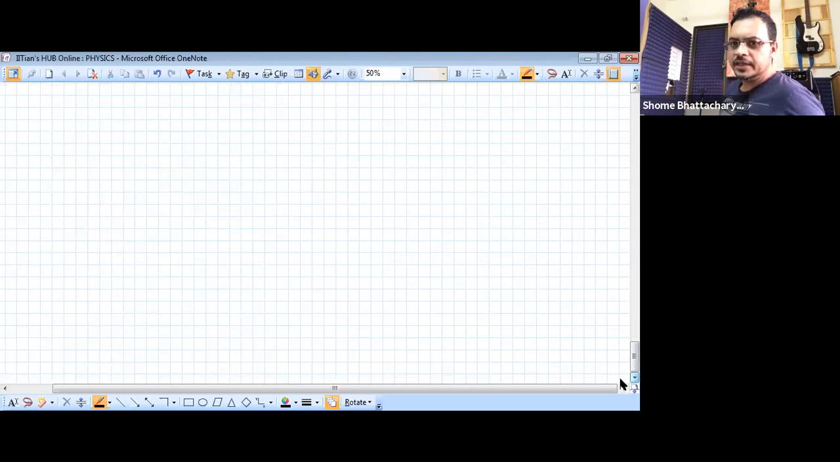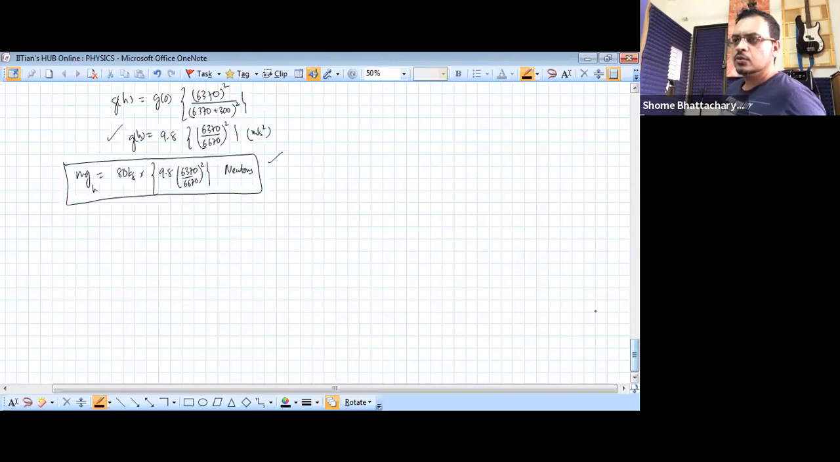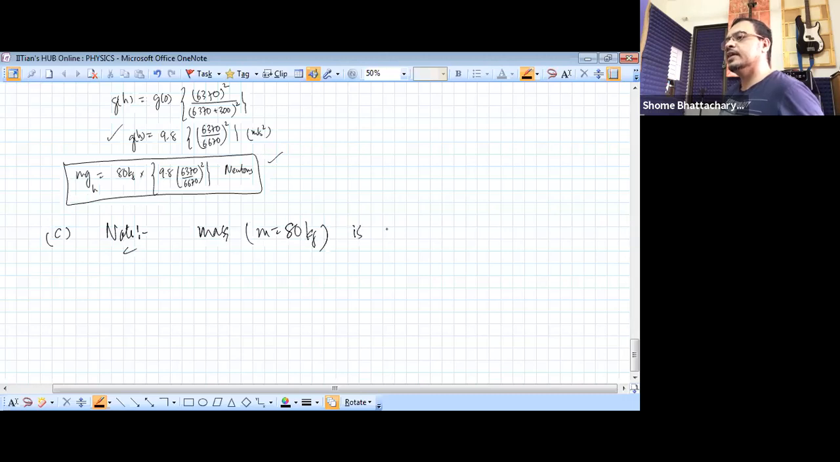Okay, now let me come to the 8th question. The third part of this, what about the mass? For the third part, you have to understand that mass m, which is equal to 80 kg, is independent of gravity.